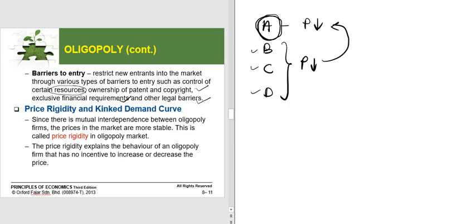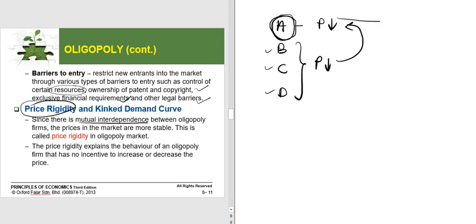I'm not going to stress on the kink demand curve right here. But I'm going to stress on the concept of price rigidity in oligopoly market. Because of the characteristic that I mentioned just now, which is mutual interdependence between oligopoly firms, there is no tendency for the price in oligopoly market to change.